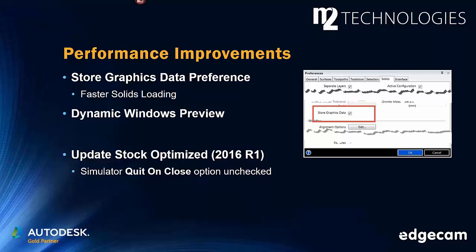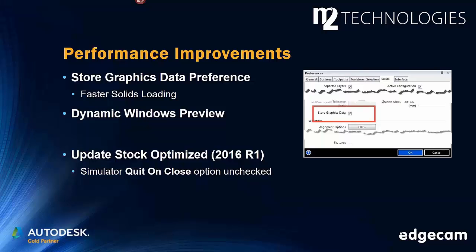The Update Stock command has also been optimized. This was work that was completed at Edgecam 2016 R1. The Update Stock command is not a new command. It's been around in the software for many years, and it's part of how the software is able to have in-process stock, where the software recognizes what's been happening to the material as we do machining and able to build tool path that works with the current stock shape and eliminates unnecessary air cuts.